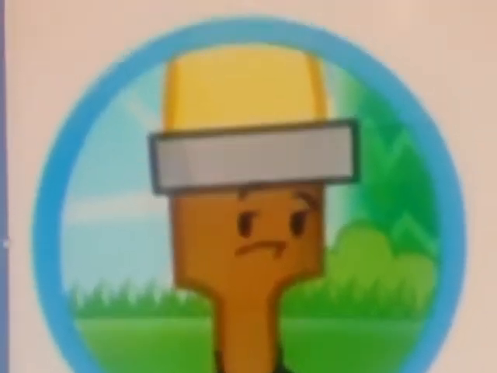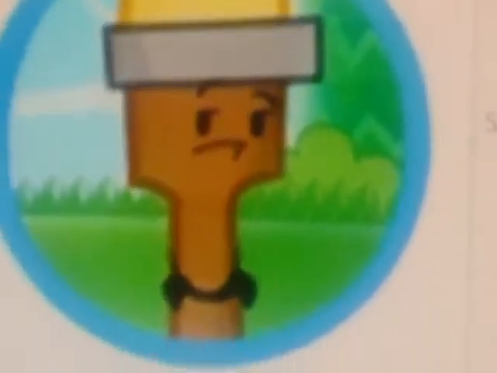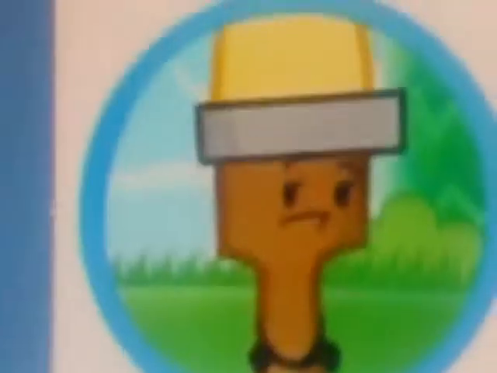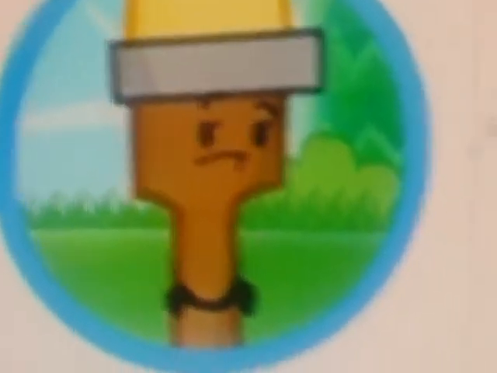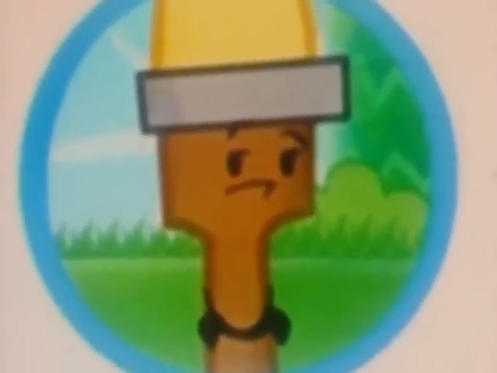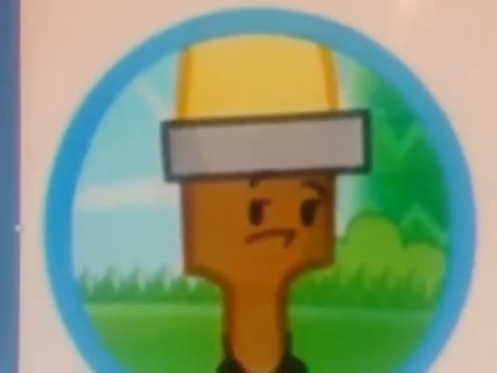So, does this image seem familiar? Well, if you're watching this, you probably know exactly who this is. This is Paintbrush from Inanimate Insanity. Today, we are going to be talking about Paintbrush.